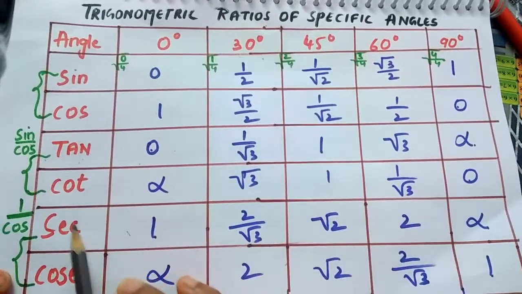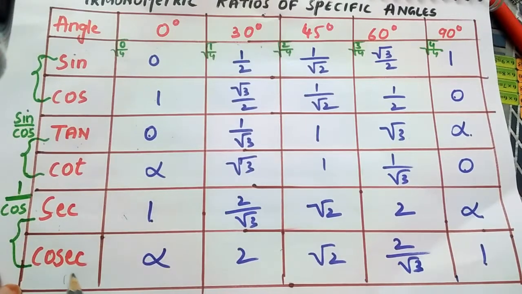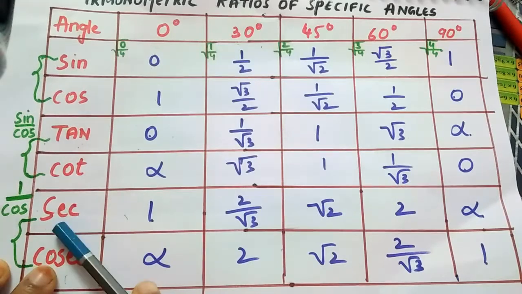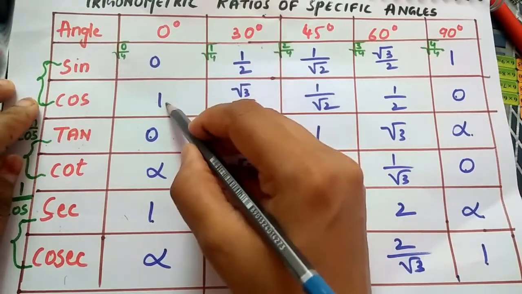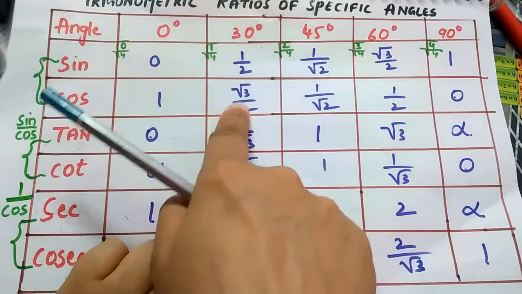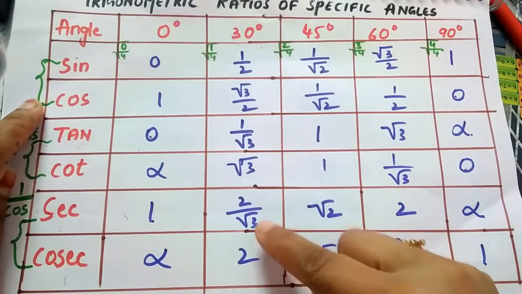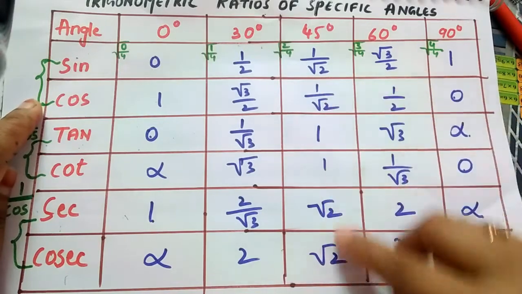Now secant is nothing but 1 by cos. Once you get the secant, you can easily get the cosecant, the same crossing of fingers. So what is secant? 1 by cos, which means the reciprocal of cos. Since cos 30 degrees is root 3 by 2, secant 30 degrees will be the reverse of this, which is 2 by root 3. For 1 by root 2, it will be root 2.